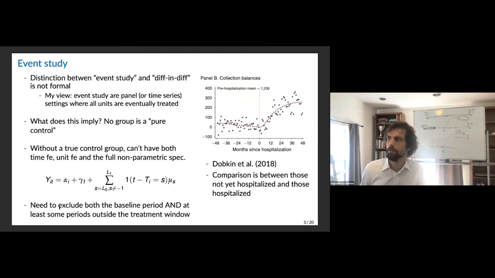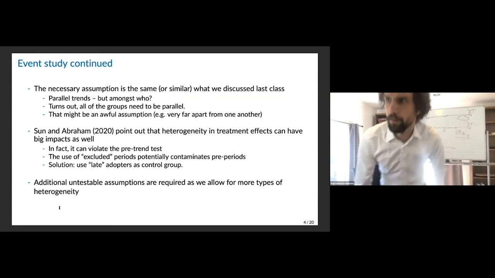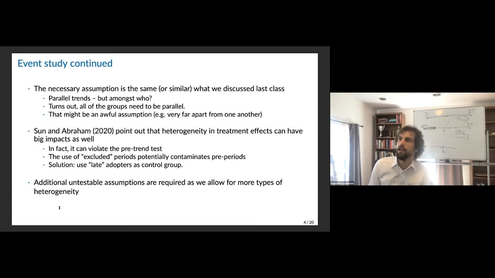The necessary assumption, in the Sun and Abraham paper and also the Callaway and Sant'Anna paper, is similar to what we talked about. We already talked about this. Parallel trends, quote unquote, is the necessary assumption. But the key point is amongst whom, maybe is the grammatically right way to say it. In the Abraham and Sun paper, to be able to do this kind of thing, you really need parallel trends to be all the same, unless you want to have full homogeneity. You need all the groups to have parallel trends. I showed you one example here, but imagine you have a bunch of them. You can pretty easily imagine that that's not going to hold.